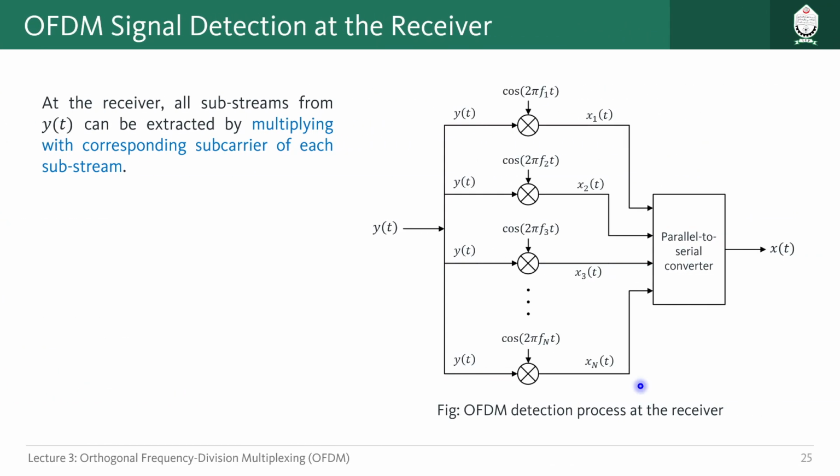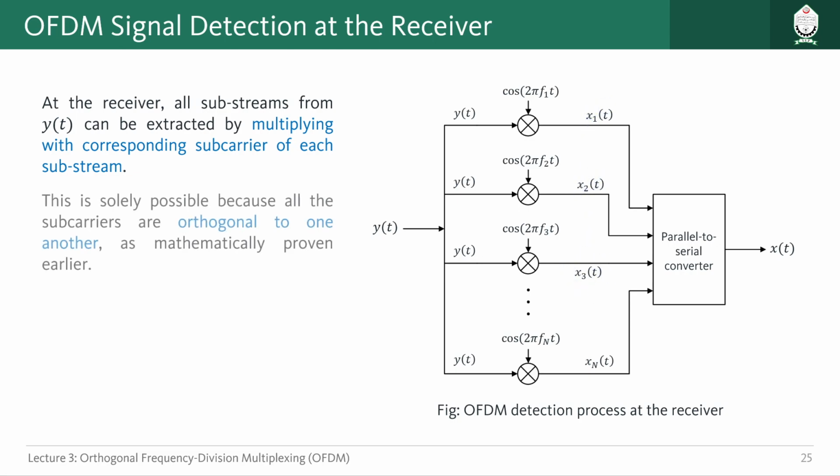Now because of this orthogonality, how OFDM signals are received or detected at the receiver can be shown using this graphical representation. Basically we get the signal from the wireless channel. Let's say we received the signal y of t, that can be multiplied with the corresponding subcarriers to get the corresponding substream. So we multiply the same signal y of t once with cos 2 pi f1t, once with cos 2 pi f2t, like this up to cos 2 pi fn t, and each of these extracts the corresponding substream like x1, x2, x3. This is possible because all the signals we received have the orthogonality property. Otherwise we couldn't do this.